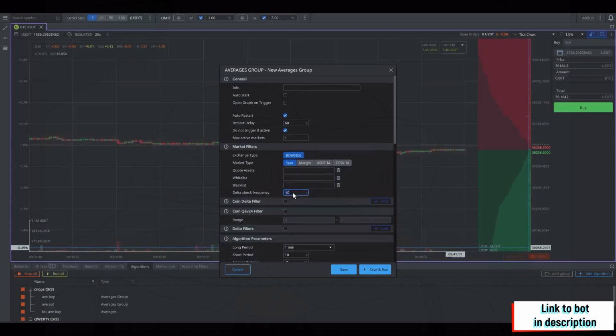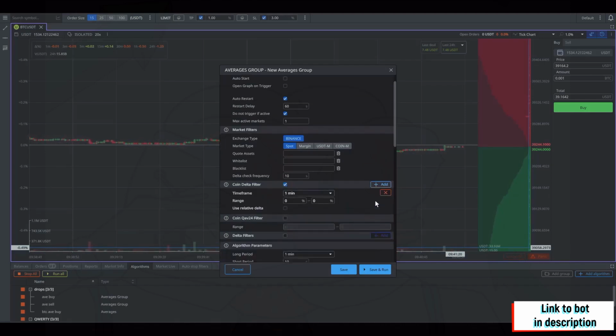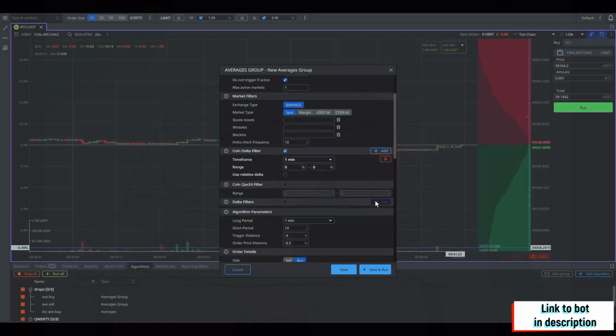Delta check frequency is the frequency of filter checking for delta matching, measured in seconds. Coin delta filter is an option which allows you to set minimum and maximum delta. If the volatility of the selected pairs is higher or lower than the value set in the time frame, the algorithm will not work and the orders will not be placed. Use relative delta allows you to use positive or negative delta. If you want to use positive delta, the values in the range field must be positive, and for negative delta, the values must be negative. You have to specify the value from lower to higher.